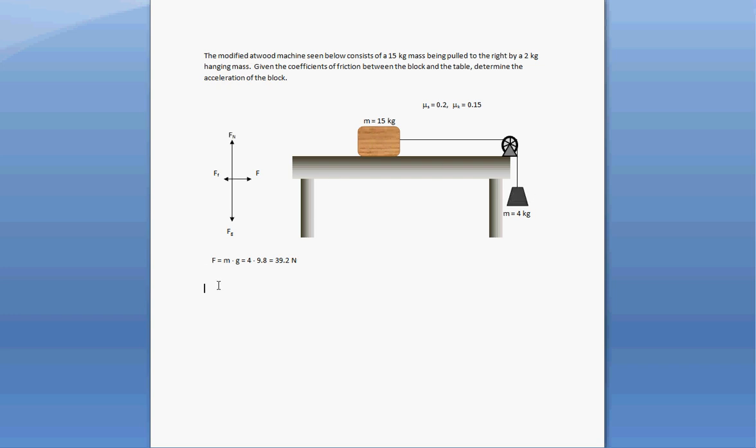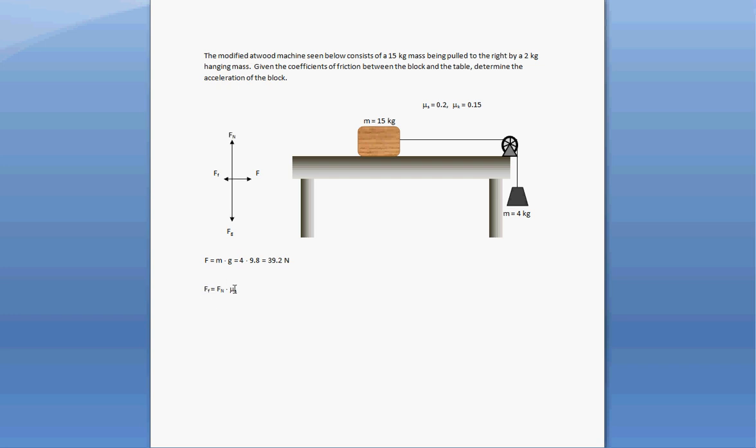So now we're going to compare this force to the force of friction on the block. So the force of friction is equal to normal force times the coefficient of friction. In this case, we're going to be looking at the static coefficient of friction because we want to see if the block even moves at all. So the static coefficient of friction implies that the block is not moving.